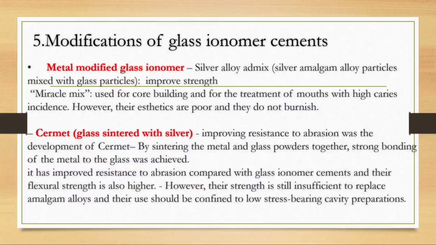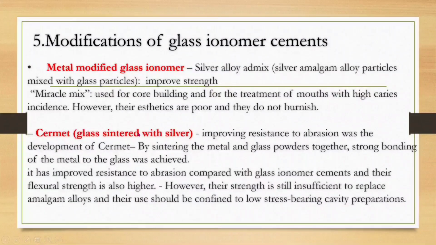Next question we have, what are the modifications of GIC? So first one is metal modified glass ionomer, that is silver alloy admix. There is silver amalgam alloy particles mixed with glass particles, which improves the strength, which is known as miracle mix. It is commonly used for core buildup and also with people with high caries. But the problem is its aesthetics, because of this alloy content, it looks blackish in color.